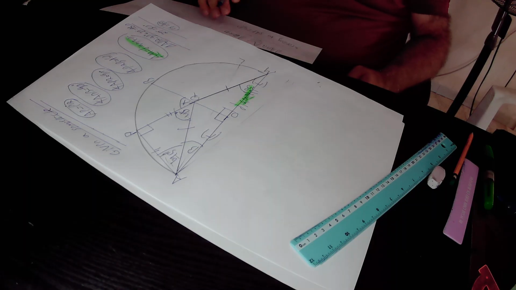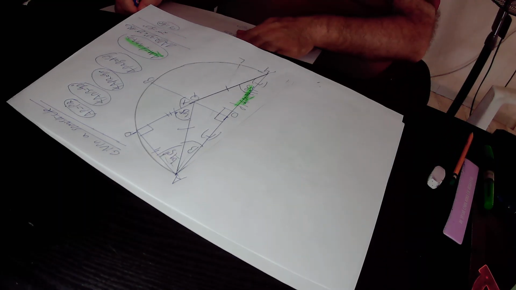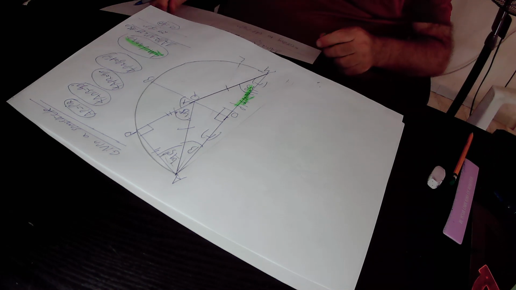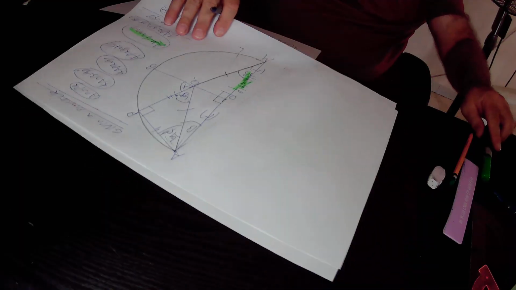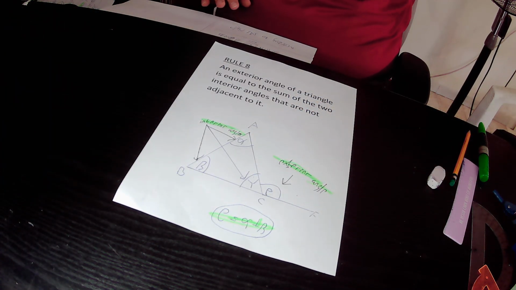In the next step, I'll present to you a new rule, and we will implement the new rule in our drawing. The new rule is rule 8. According to rule 8, an external angle of a triangle is equal to the sum of the two interior angles that are not adjacent to it. I repeat again: according to rule 8, an external angle of a triangle is equal to the sum of the two interior angles that are not adjacent to it.